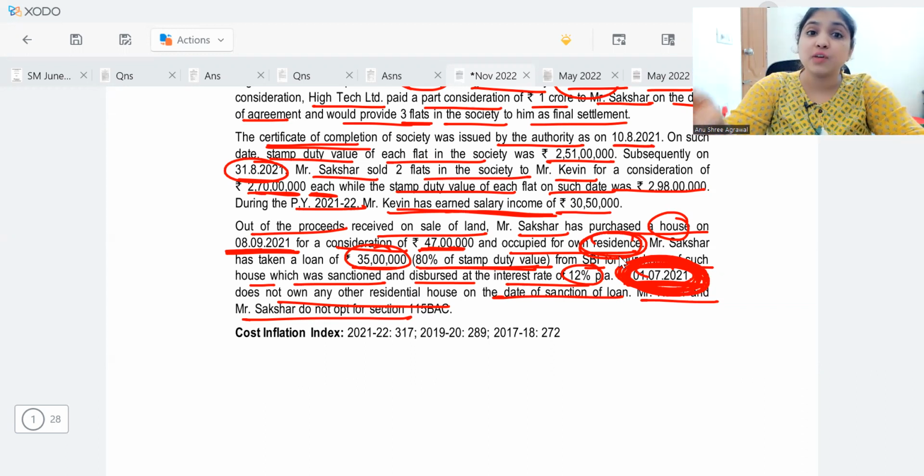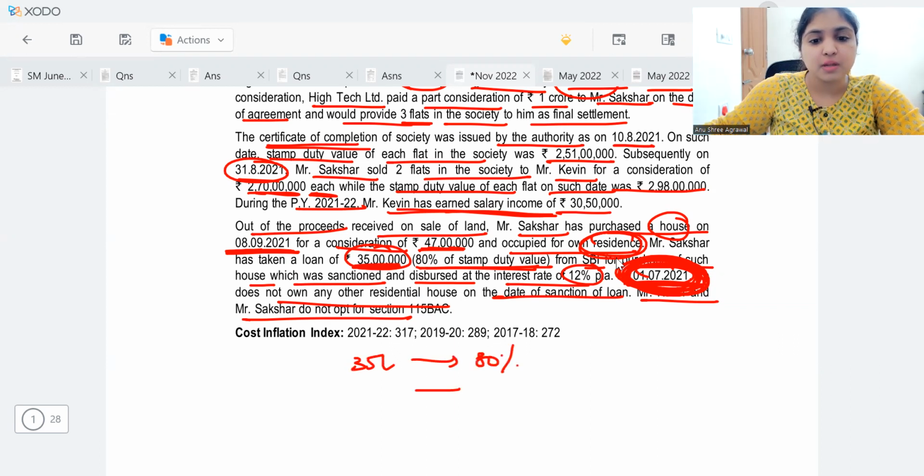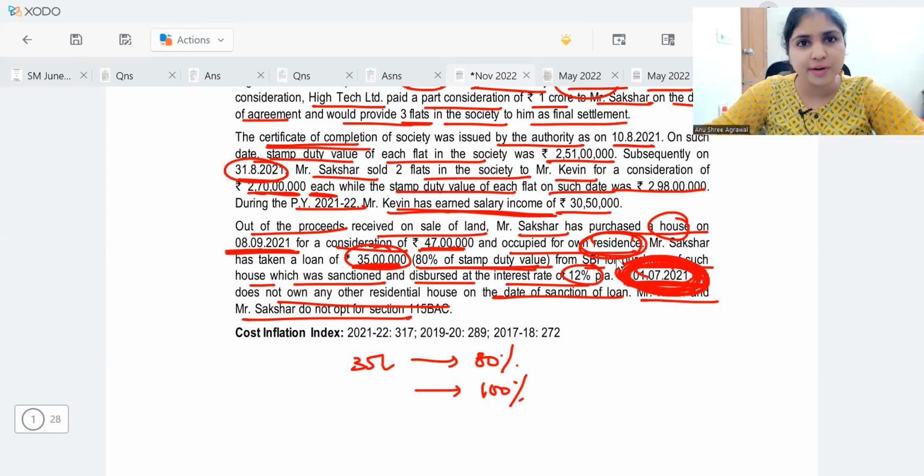And also the SDV of the property should not exceed 45 lakhs. What is the SDV? They're saying 35 lakhs is 80% of the SDV. So what is 100%? What is the actual SDV then? 35 into 100 by 80, 43.75. So the SDV of the property is 43,75,000, which is within 45 lakhs. All conditions fulfilled, hence I can take a deduction under section 80 EEA.